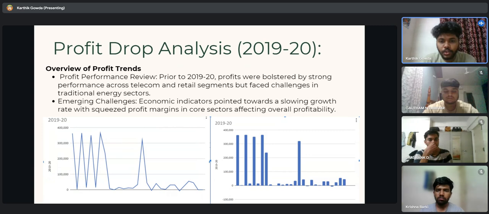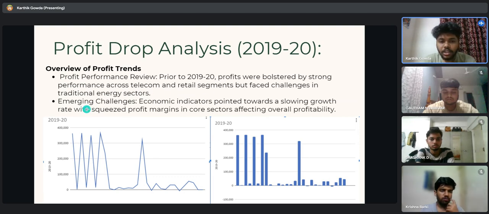In that year, profit was boosted by strong performance across the telecom and retail segments. The company has some segments, so we checked those segments. In those segments, the profit was boosted by strong performance, but it faced challenges in the traditional energy sector. So one sector is booming and another sector is facing some problems. So we should look over all the segments to get an overview of the company. That is the main reason.